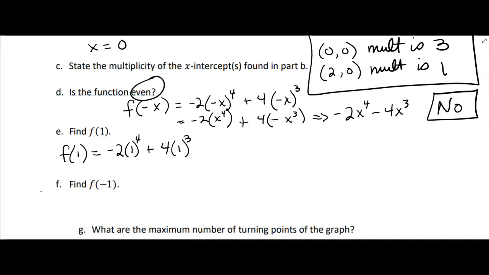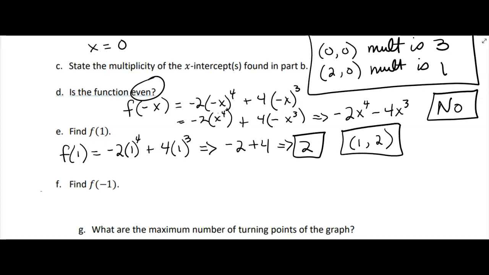And when you do that, I obviously don't have enough room, but you're going to get negative 2 plus 4, which is going to be 2. That tells you an ordered pair. So we found it, it's right there, but note to self, that's the ordered pair 1, 2. When you plug in 1 for x, you're getting 2 for the output, okay?